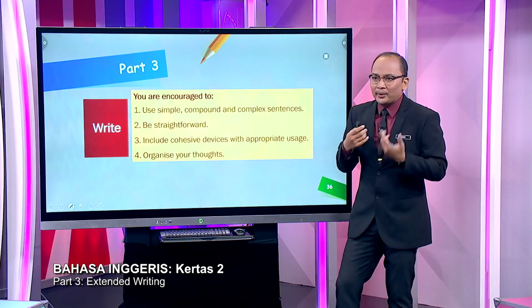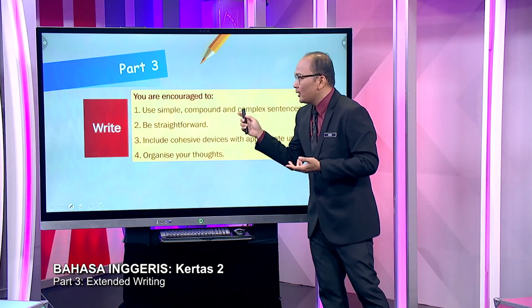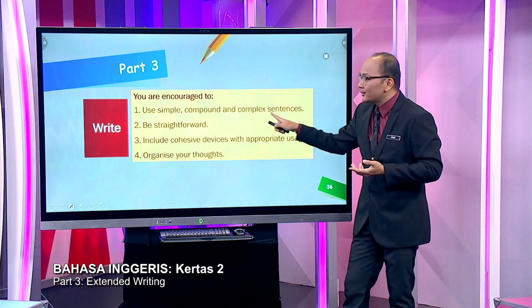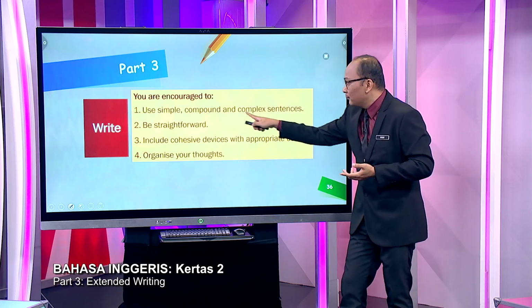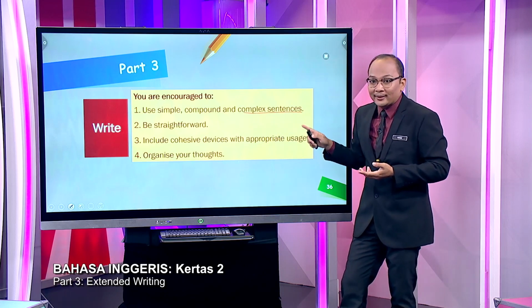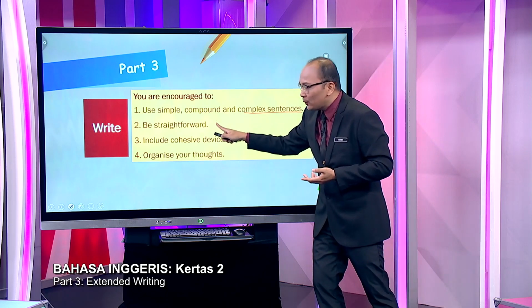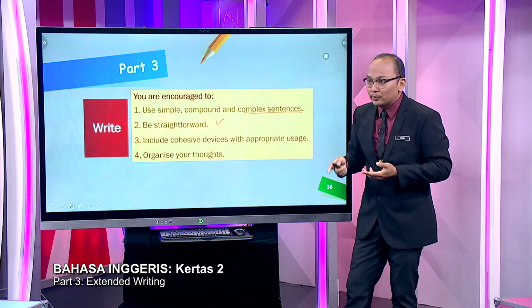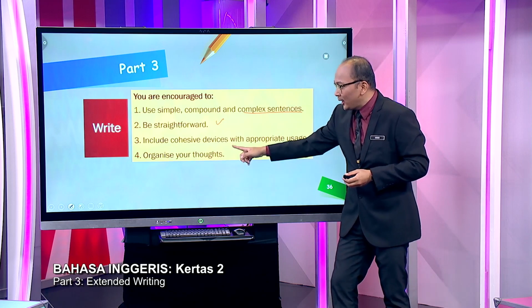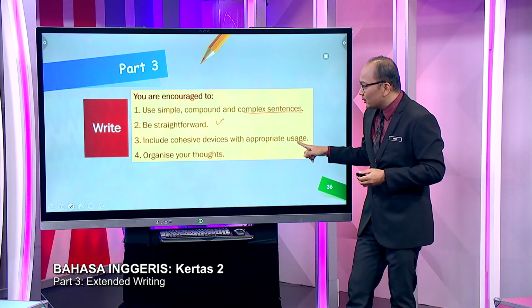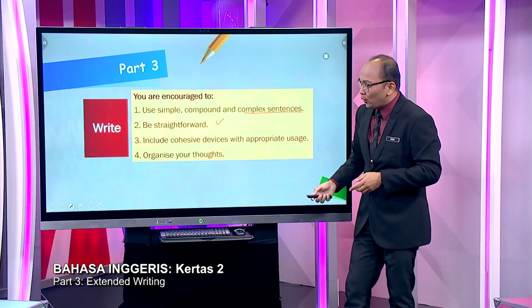Okay, so when we are writing, you are encouraged to use simple, compound, and complex sentences. So this is a must for you to put inside your writing for part 3. Must have complex sentences. Be straightforward still, because we don't want to beat around the bush. Yes, you can put explanation and whatnot, which is very important. Include cohesive devices with appropriate usage and organize your thoughts.